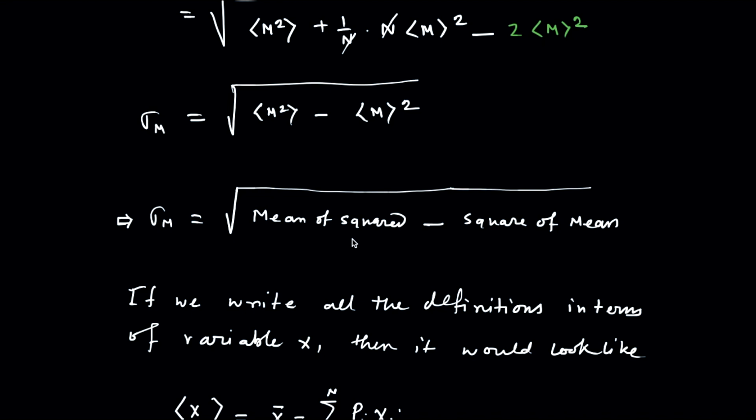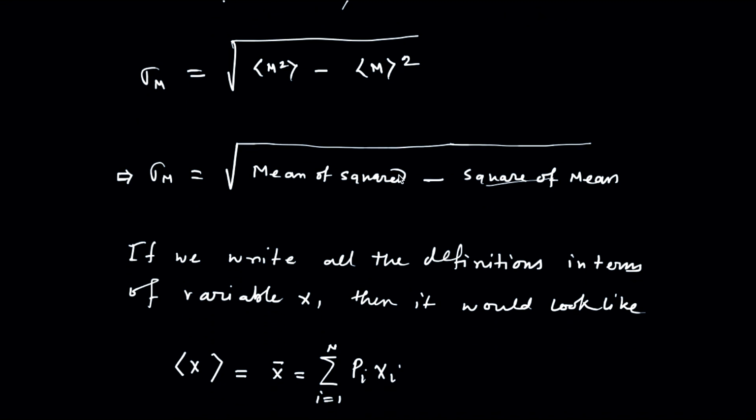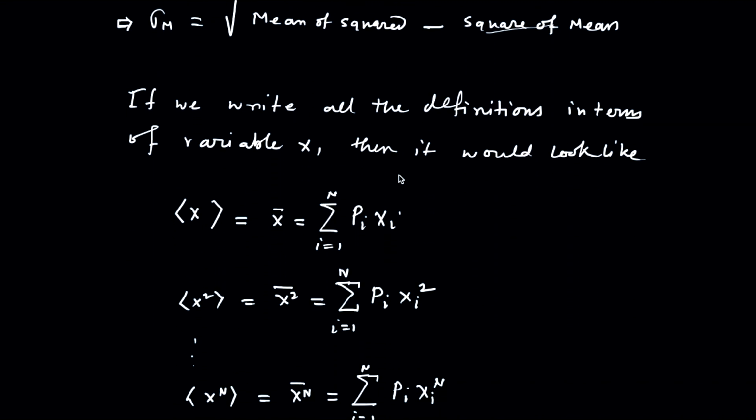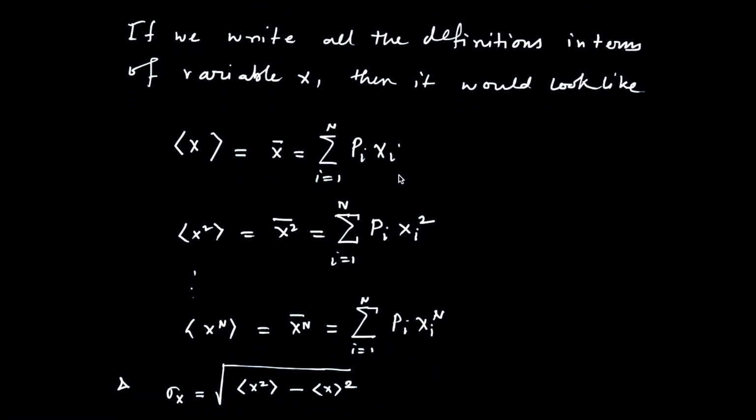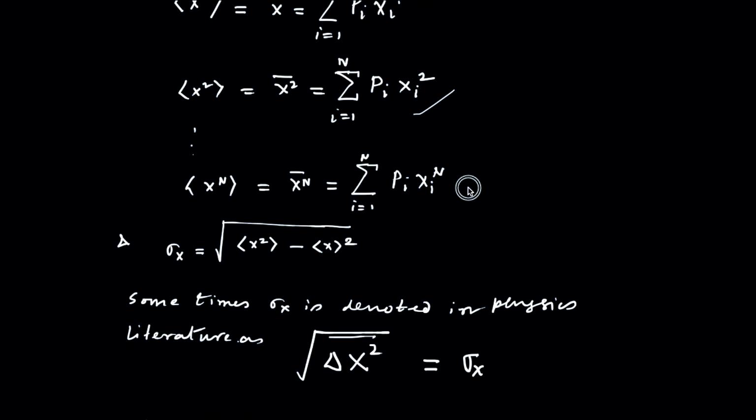That means you are taking the mean of the squared marks minus the square of the mean. If we write all the definitions in terms of the variable x, that is the general term, then it would look like x average equals the distribution function for x, p_i times x_i, and x square average, x square bar, is this, and in this way x^n can be written. And sigma x, the standard deviation, is the root of x square average minus x average square. This should be remembered.